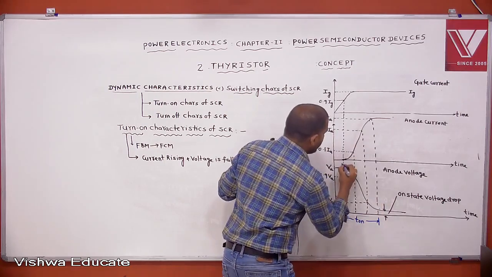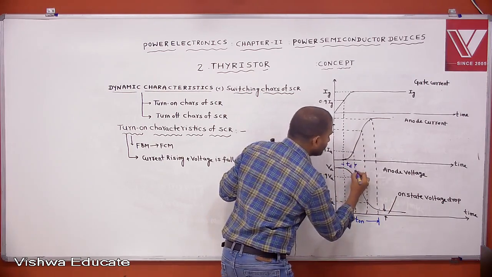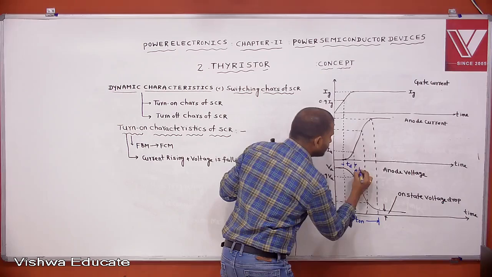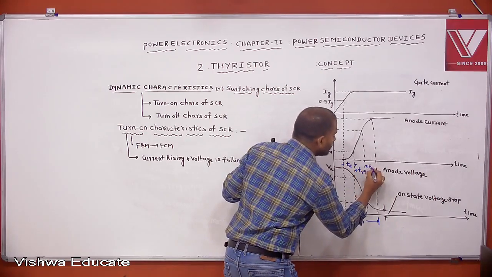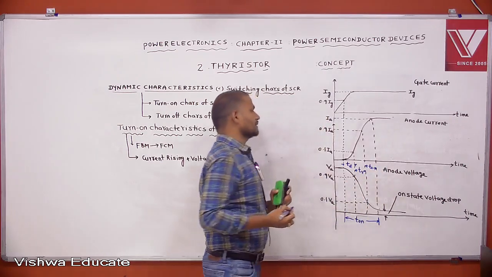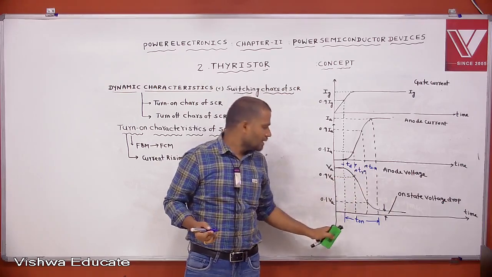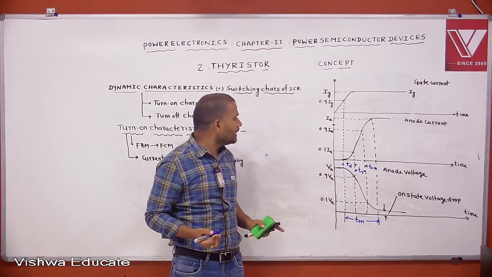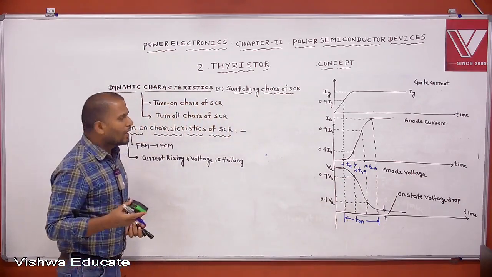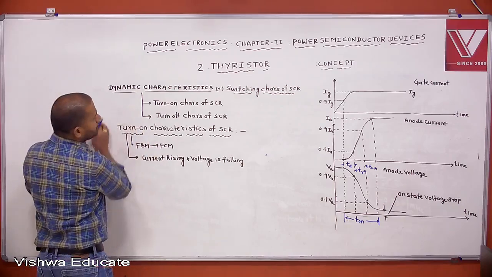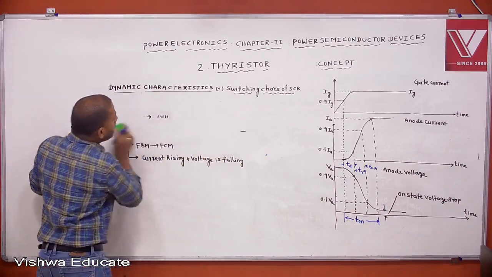This time is called delay time TD. This time is called rise time TR. This time is called spread time TS. This is the delay time, rise time and spread time. The total turn on time is equal to delay time plus rise time plus spread time. Then what is the total turn on time of SCR?